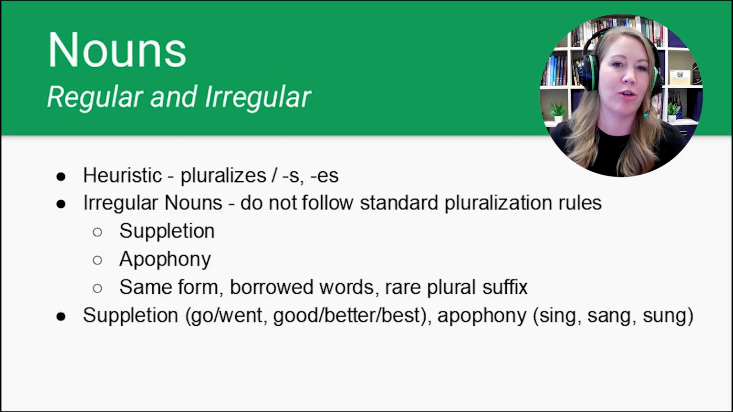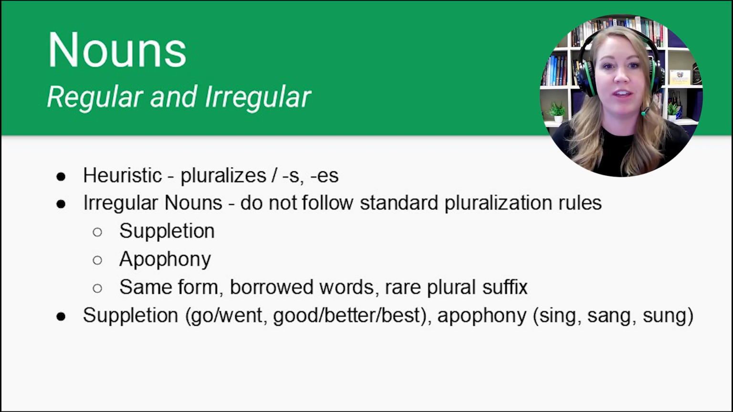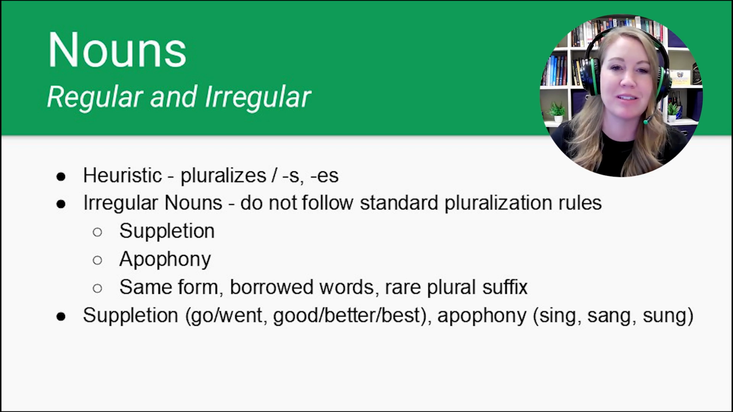All right, the first thing I want you to remember is that we have a handy rule of thumb, a heuristic for spotting nouns. And the heuristic is, if you can make it plural, it's probably a noun. So if you can have more than one of it, like cats or books, it's a noun. But here's where it gets a little tricky.